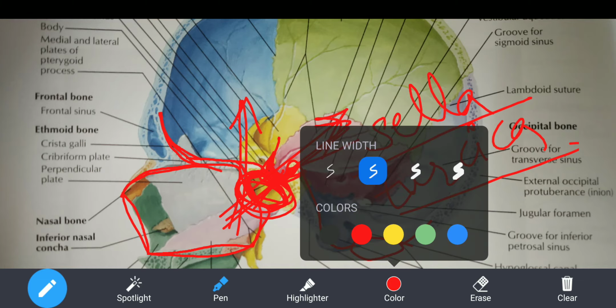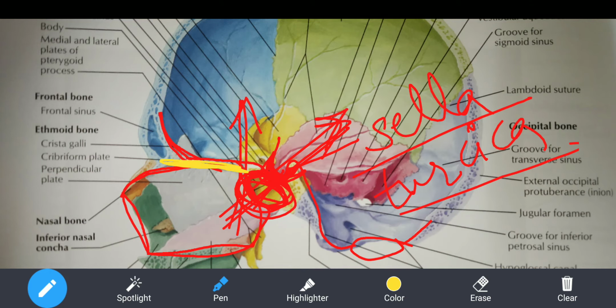So what is this of the nasal cavity? The roof. And this is the floor. Floor is made up of what? Below you have the palate of the maxillary bone. Roof is made up of which bone? It is the ethmoid bone. Correct? This ethmoid bone, perpendicular plate. Can you see? Ethmoid bone.